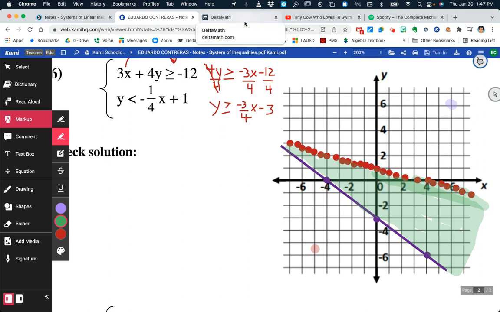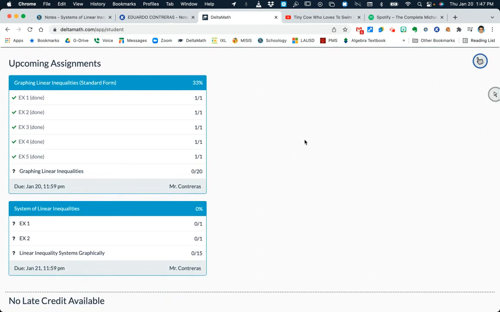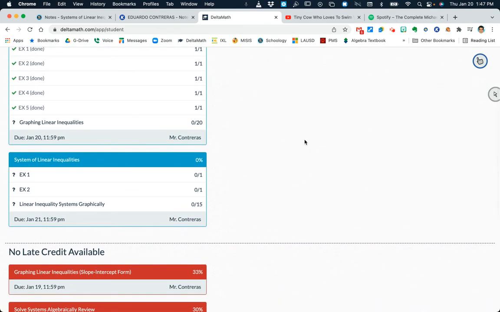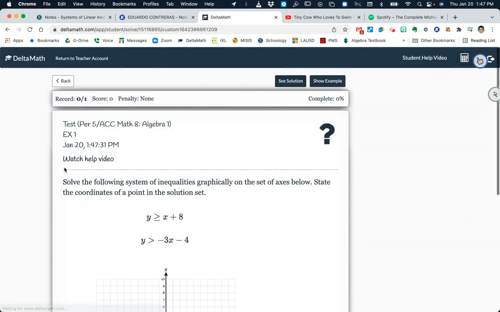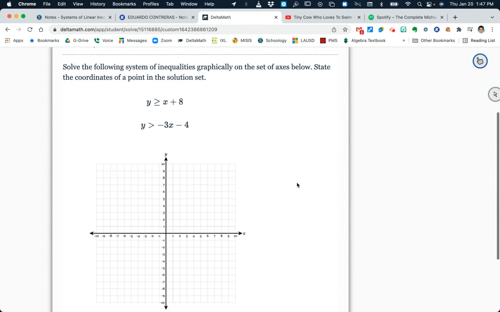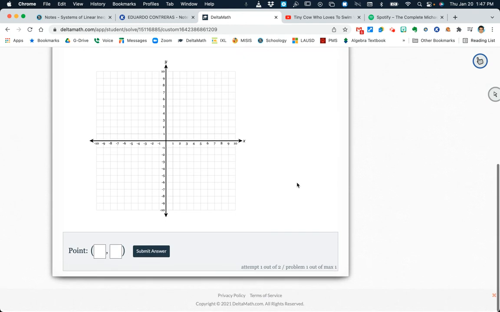Okay. You guys ready? I'm going to switch over to delta now. And so delta looks like this. It says systems of linear inequalities. We're just going to do 2 examples, okay? So you get the idea of how to do these. So it says solve the following systems of inequalities graphically on the set of axes below. Set the coordinates of the points in the solution set. Okay.